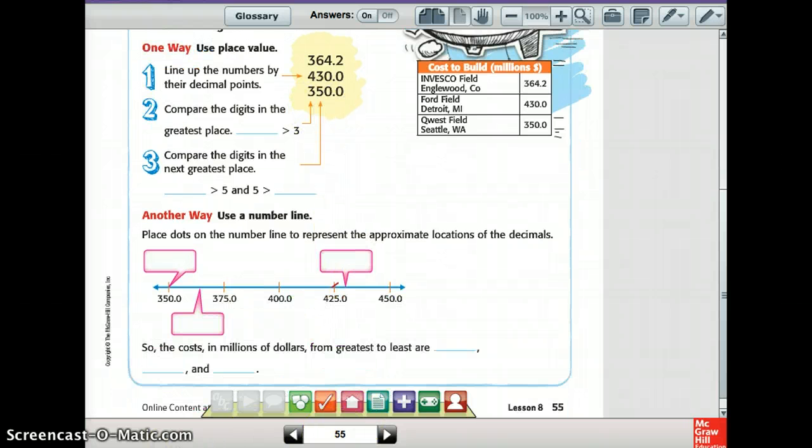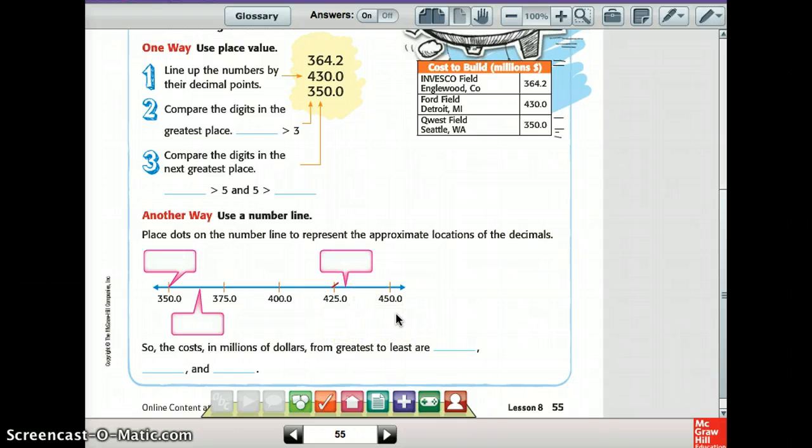So another way to do this would be to use a number line. So that can kind of just show you how to estimate. You just place the dots on the number line to represent where they might be. So they just started with 350, kind of near our lowest, and then they just made it to 450, their number line. And they just kind of did it in these intervals of 375, 400, 425, and 450.